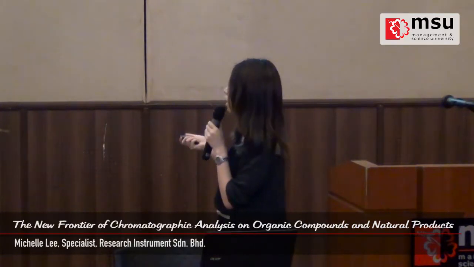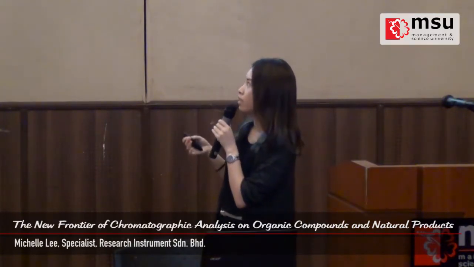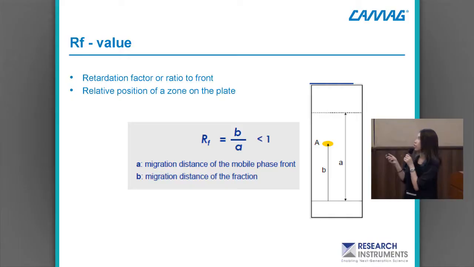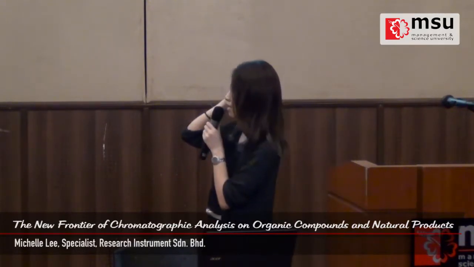Going into a little bit more detail, your stationary phase, the silica, is a polar compound, and usually the mobile phase will be non-polar. So depending on your component, if your component is polar, it will be retained on the silica plate. If your component is non-polar, it will migrate with the mobile phase. In TLC, generally the main parameter that we look at is what we call the RF value. Some people term it as retardation factor, some people term it as retention time, but I think it's the same.